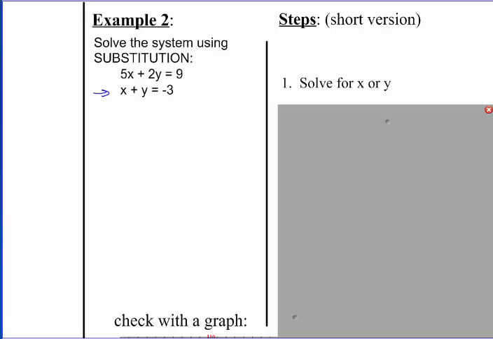I'm going to do this one a little different. Last one we had it solved for y. This one I'm going to solve for x. So we're going to minus y on both sides.